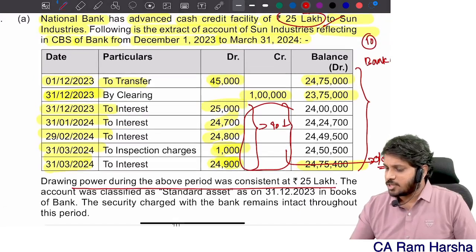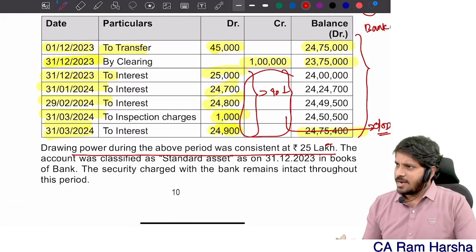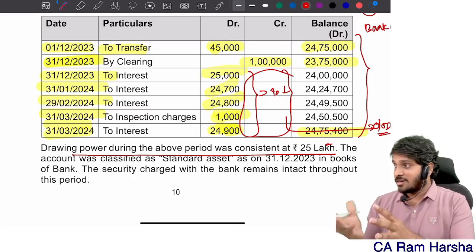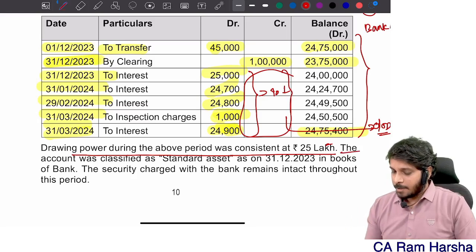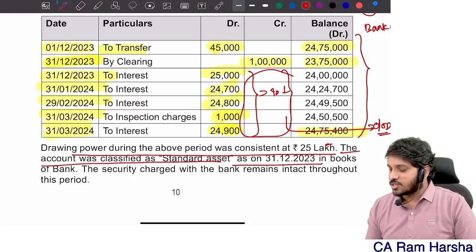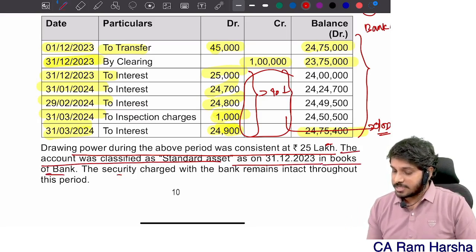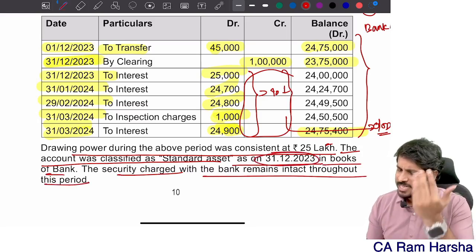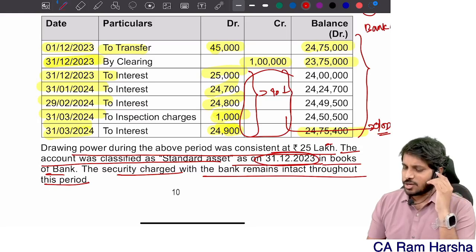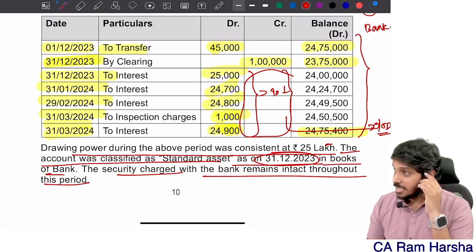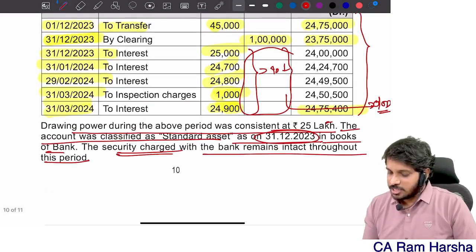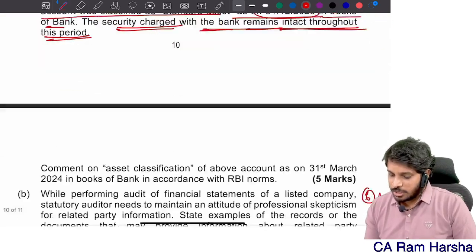Drawing power during the above period is consistent. The sanction limit is 25 lakhs, drawing power is also 25 lakhs, and outstanding is less than 25. Drawing power and sanction limit are fine, but the point is there are no credits. The account was classified as a standard asset as on 31st December in the books of the bank. The security charged with the bank remains intact. On 31st December it may be a standard asset, that's okay. But for 31st March it is NPA. Getting it? The security charged with the bank remains intact throughout the period.